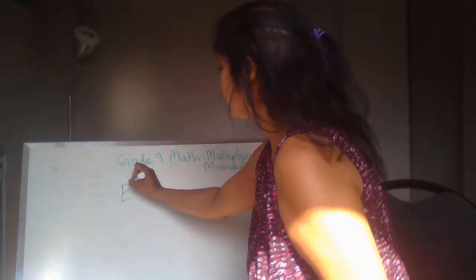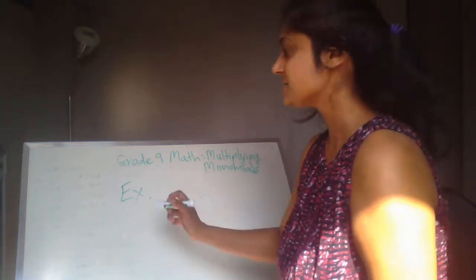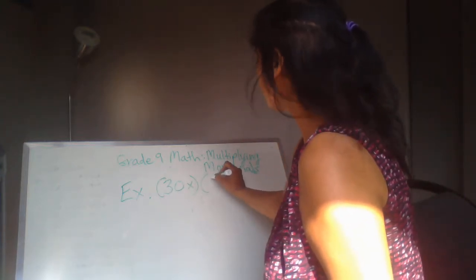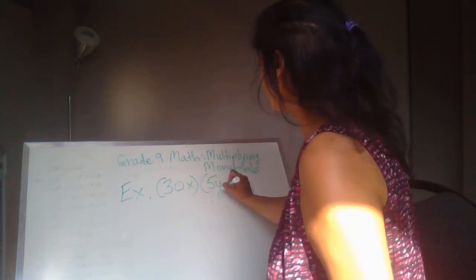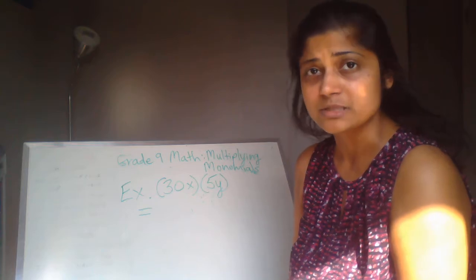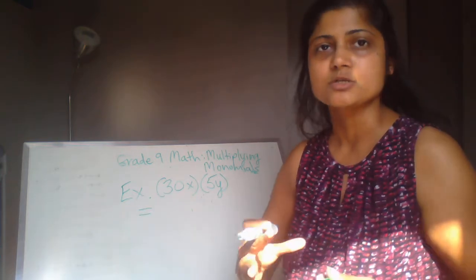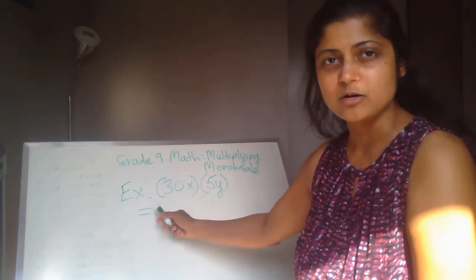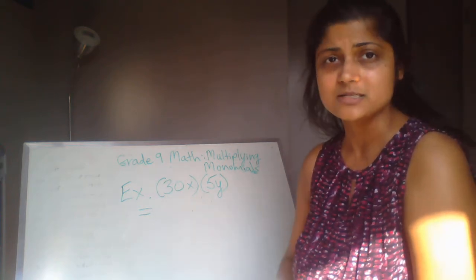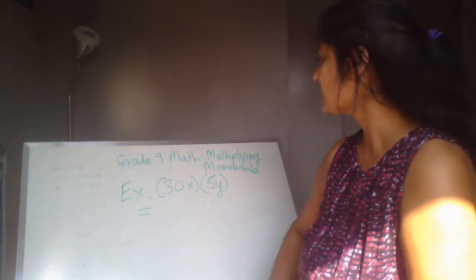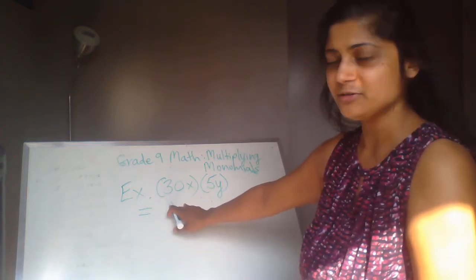So we're going to do an example here. Alright, so let's try 30x times 5y. Okay, so again, if you don't know what a monomial is, it's basically just one term that is by itself. And I always like to make sure I'm writing all the monomials within brackets, and that way you don't mess up in terms of any of the signs. Alright, so let's do this question together.